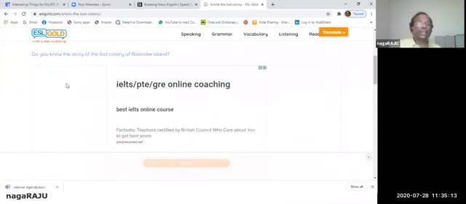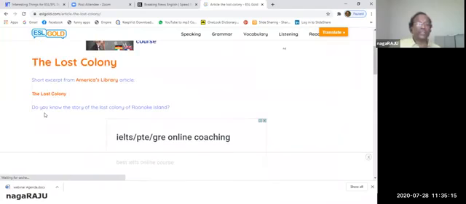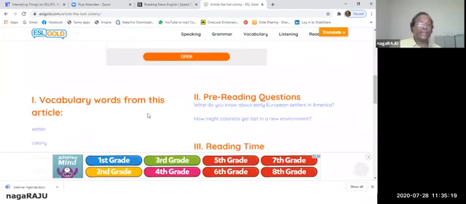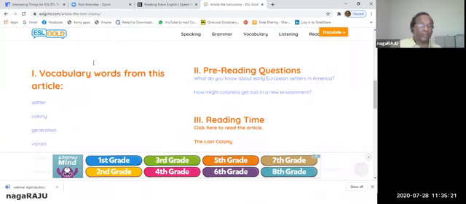So what does it do? So it's beginning by asking you a question. Do you know the story of the Lost Colony? Right? So it's preparing you. There are vocabulary exercises based on that. There are some pre-reading questions.